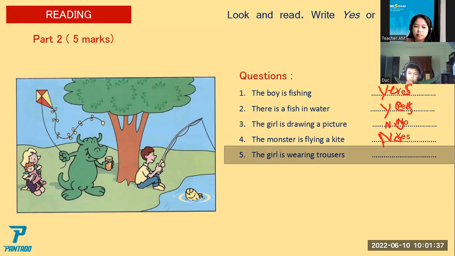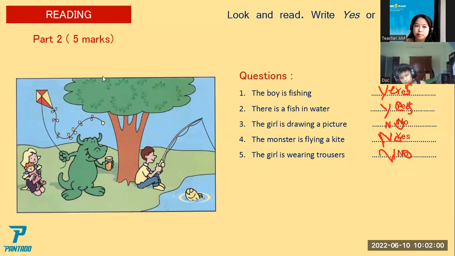The girl wearing toes. Okay, the girl is wearing trousers. That's no. Can you please repeat this word? You say trousers. Trousers. Okay, so for this one, you got almost perfect score. That's 4 out of 5.